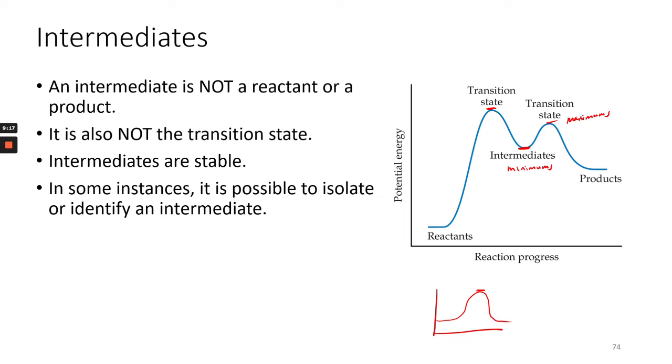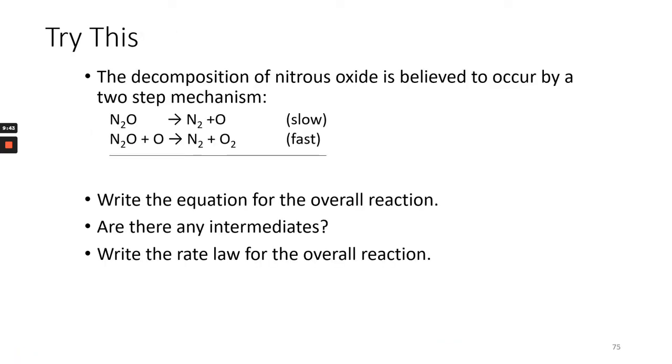Your intermediate is not a reactant or a product. You will never see it in the final balanced equation. It is also not a transition state. Remember, it's a minimum energy here. Your intermediates are stable, and in some instances you could isolate them or even identify them. Whereas transition states happen so rapidly you can't really stabilize them or isolate them.